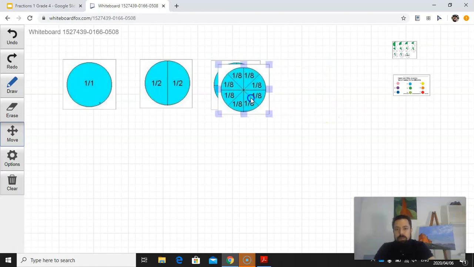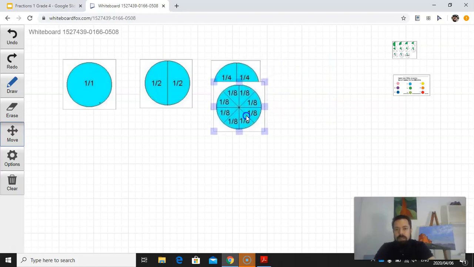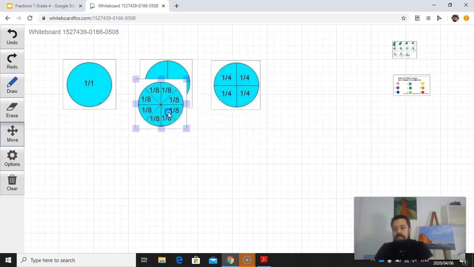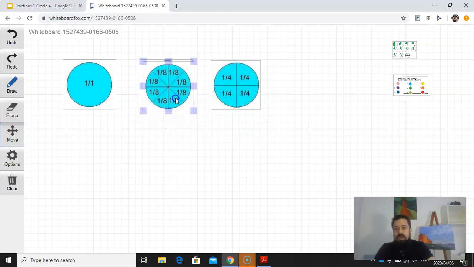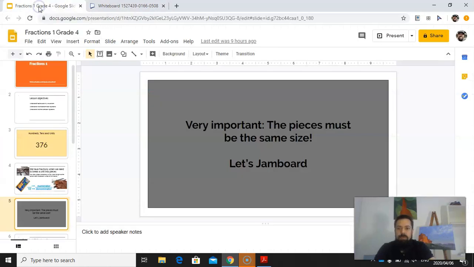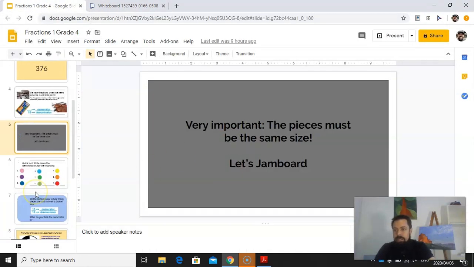And 4/8 is the same as 1/4. In fact, 4/8 is the same as a half as well. All right, let's pop back over to our slides. So you can see that the bottom number, or the denominator, is how many pieces it's broken up into. Okay.